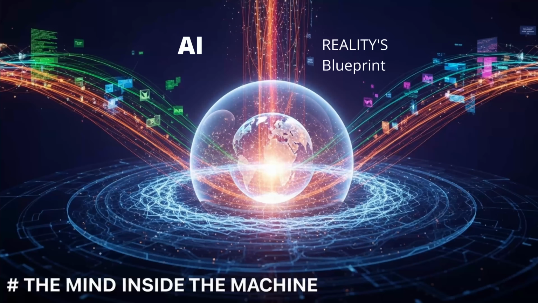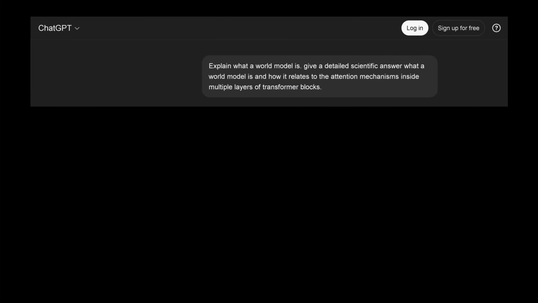Now, what is it? It is the reality blueprint that is deep inside of an AI model. This is what we call a world model of the AI, that the AI needs for reasoning and taking action in response to the environment. Now, of course, how to start? You go to ChatGPT, you don't log in, you go with the free version, and you just say, hey, explain what a world model is.